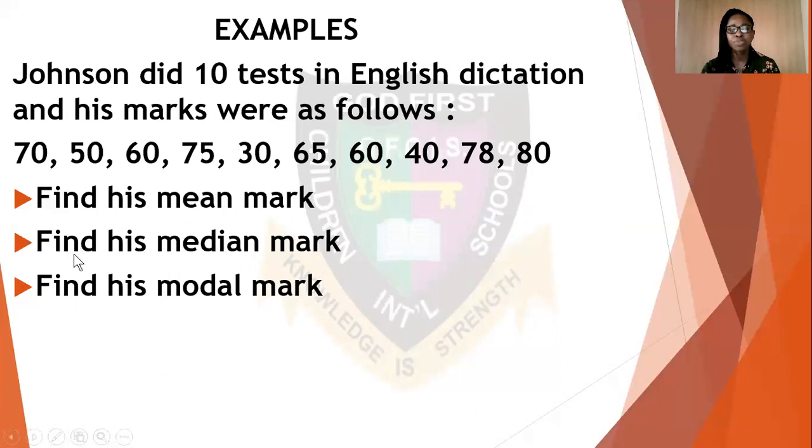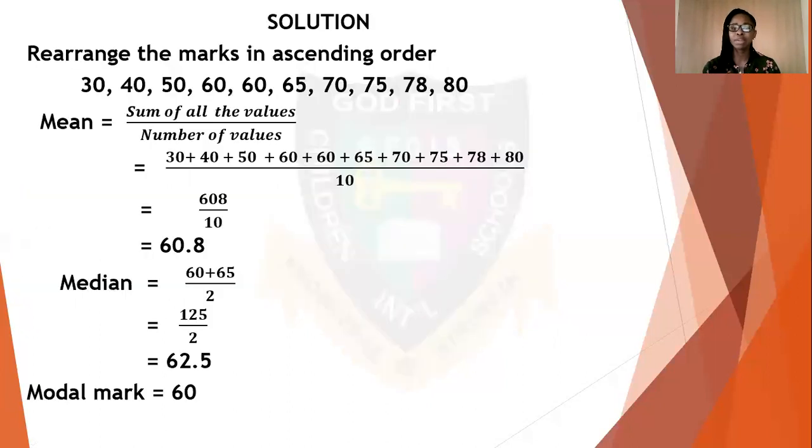Question number 2, find his median mark. Question number 3, find his modal mark. We will be doing this together because we have treated mean, median, and mode. Mean is the average number, median is the middle number of a given set of data, and mode is the number occurring most frequently in a given set of data. So we'll be treating this example together.